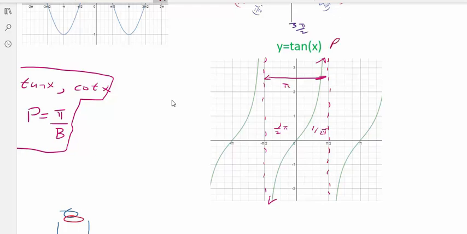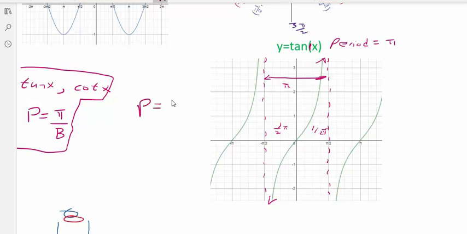So that means the normal period for tangent is just pi, which can be thought of as kind of obvious, because if I write tan x, that means that the number in front of the x is a 1. That means b is 1. And if you replace b with 1 in my formula over here, the correct formula, you'd get pi divided by 1, which is just pi. So when b is 1, your normal period for tangent is just pi divided by 1, or pi.